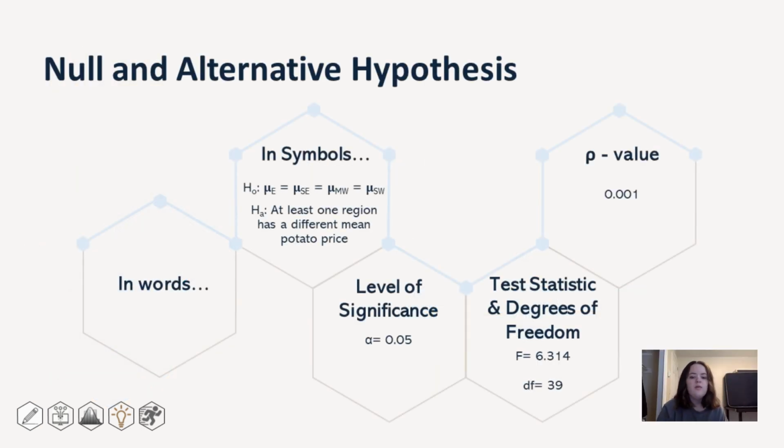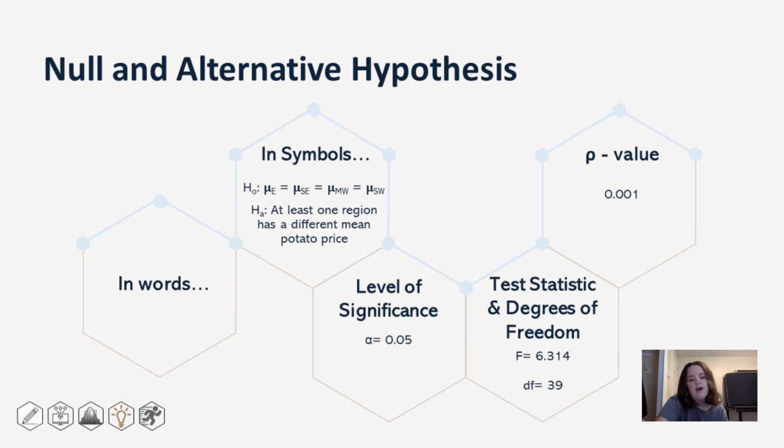In words, our null hypothesis is that all potato price per pound means will be equal across the 4 regions in the United States. Our alternative hypothesis is that at least one region has a different potato price per pound mean. In symbols, H0 is every region's mean potato prices being equal to each other. HA is equal to at least one region having a different mean potato price. The level of significance was 0.05.